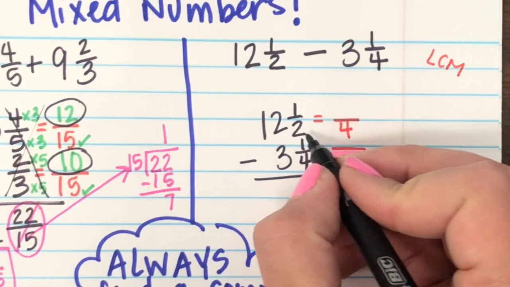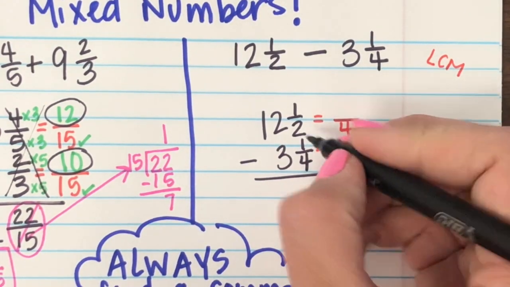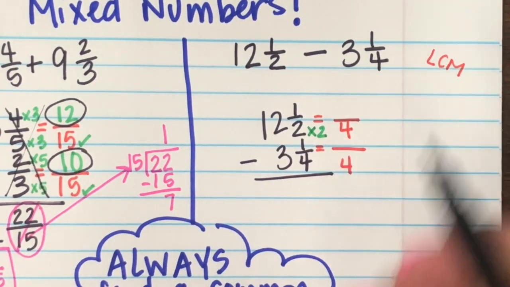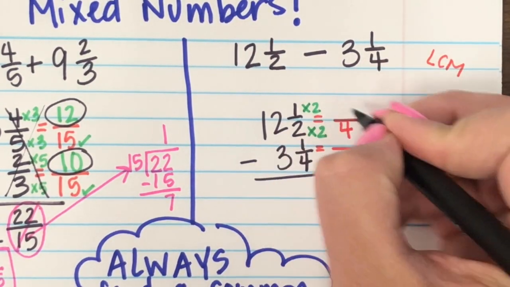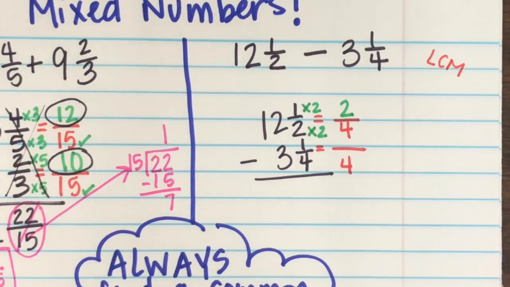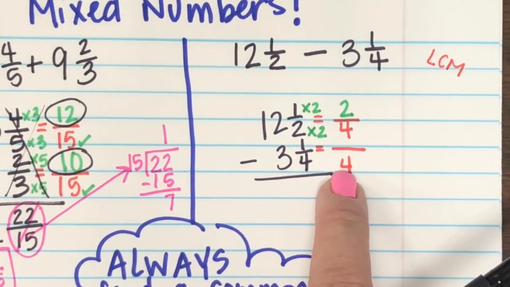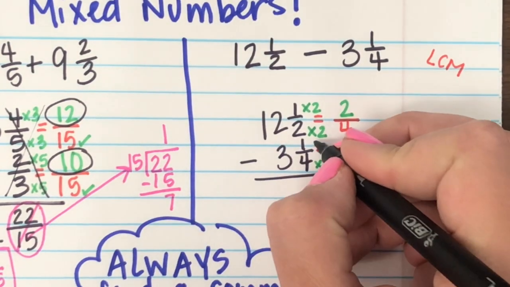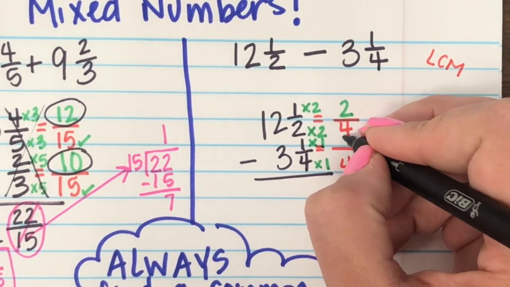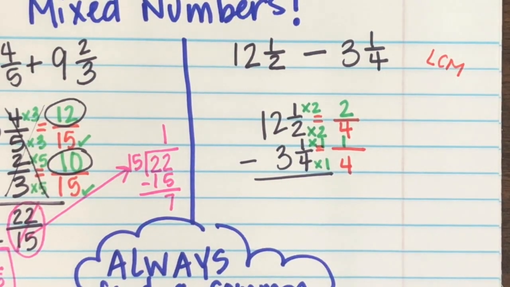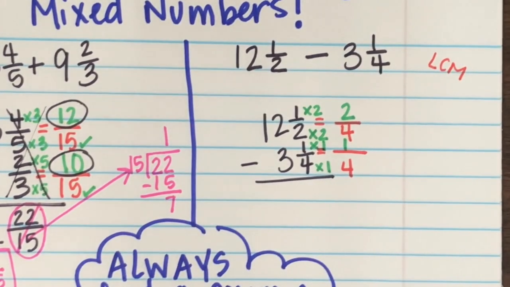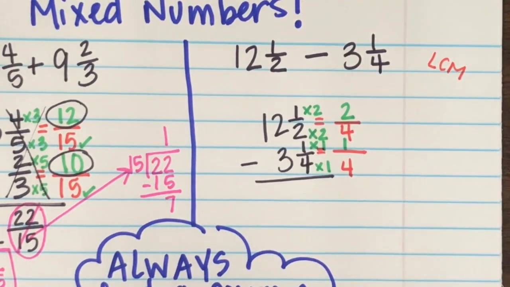All right, so whatever we do to the bottom, we do to the top. 2 times 2 is 4. So 1 times 2 is 2. This one was already in fourths. 4 times 1 was 4. So this one stays the same. 1 times 1 is 1. Once I have a common denominator, then I can either add or subtract like I need to.